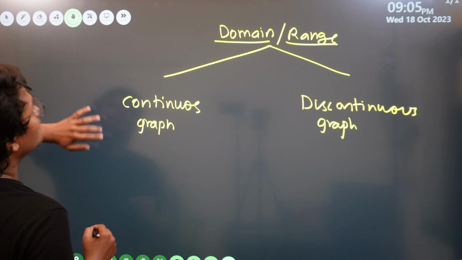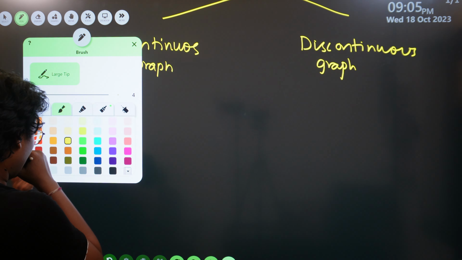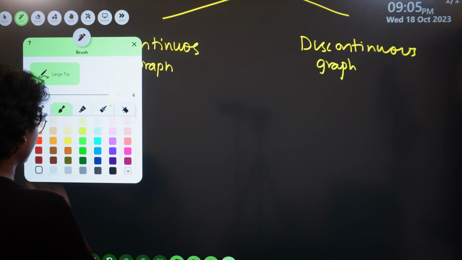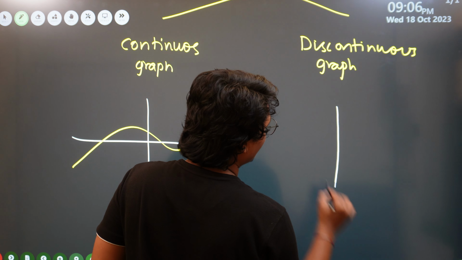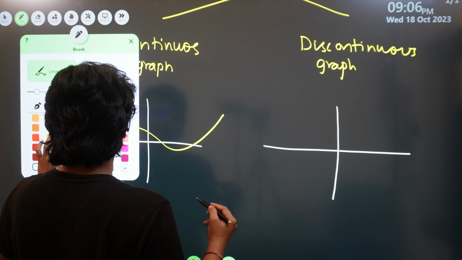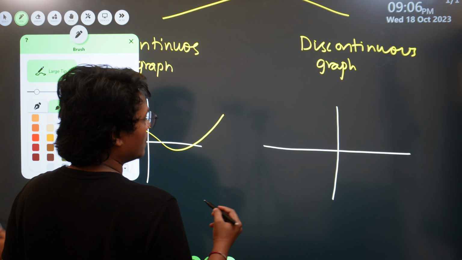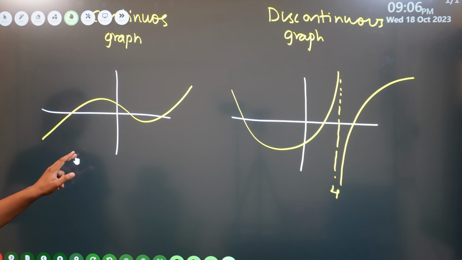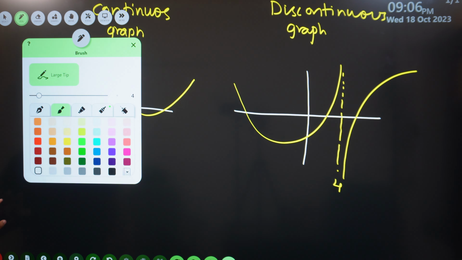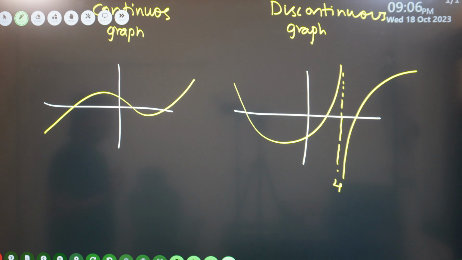See, I have taken a graph like this. And in the second part, I have taken a graph like this. This is point 4. So you are having two graphs in front of you, right? Now tell me, the second one has an asymptote.